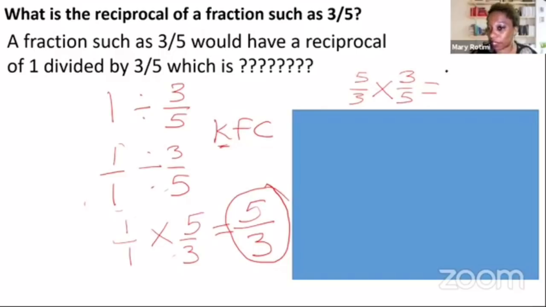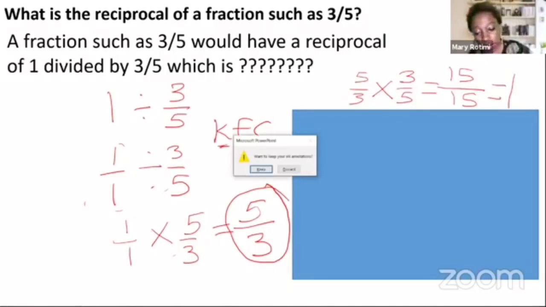How do you multiply fractions again? Just multiply the top. 5 times 3 is 15, over 3 times 5 is 15 as well. 15 divided by 15, or how many lots of 15 in 15, is 1. So yay, we got that right. Correct. So that's very well done for maximum mark in GCSE exams.